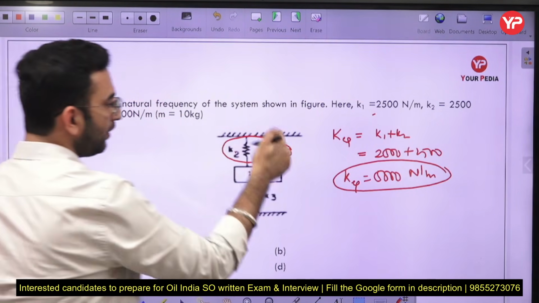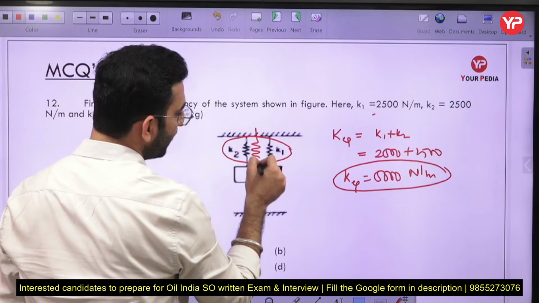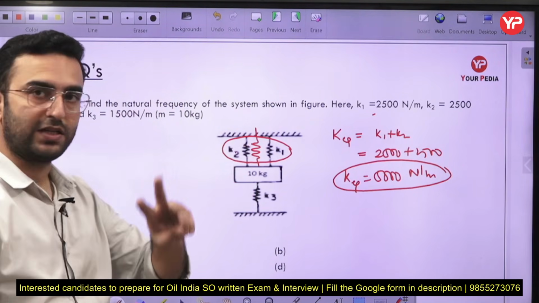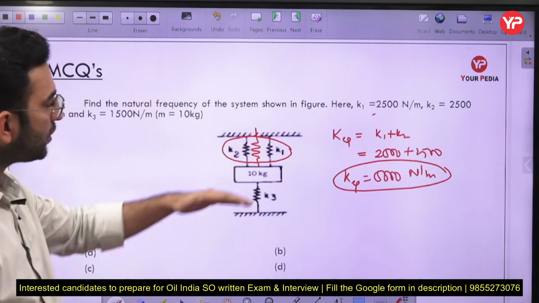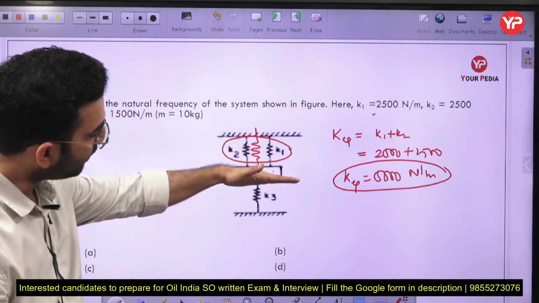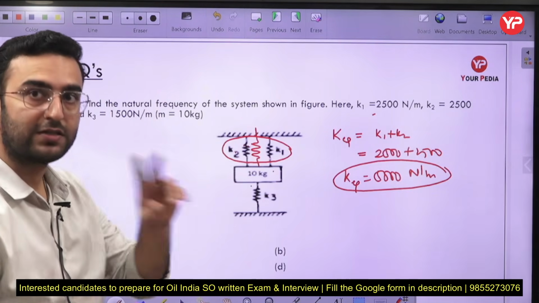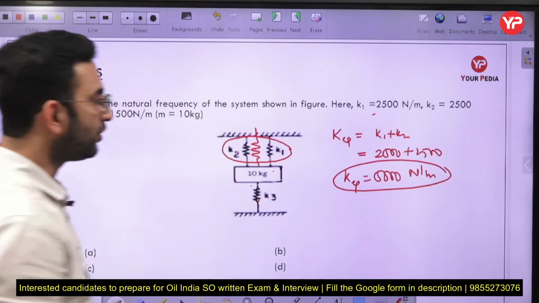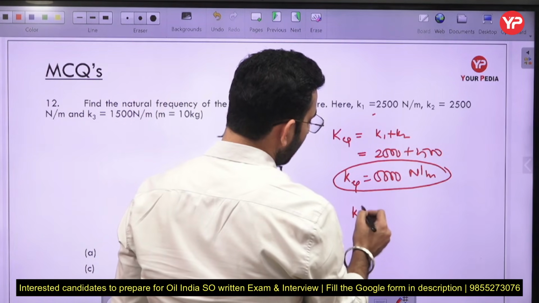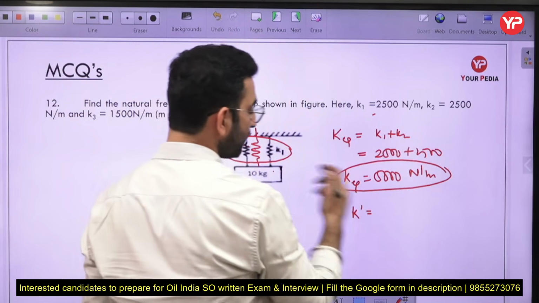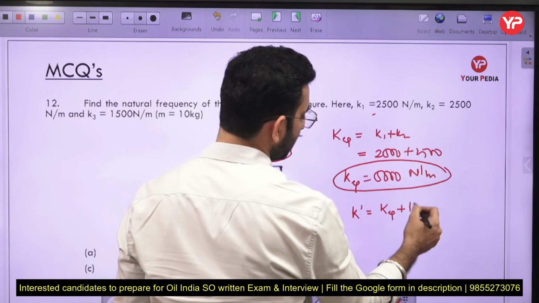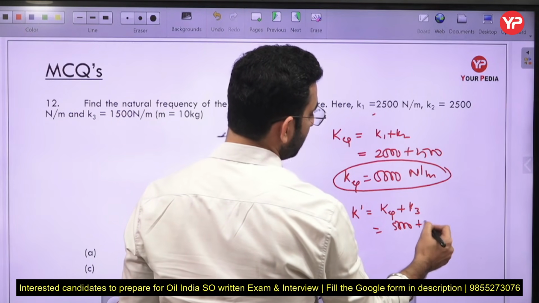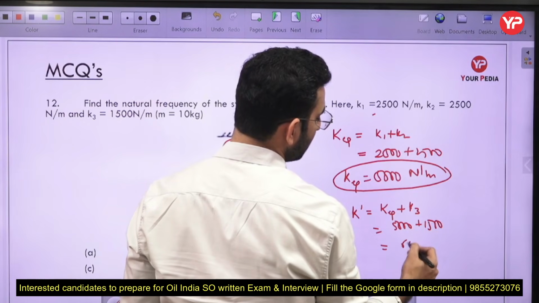Now what we have done is replaced these two springs with a single spring. Again, if you see very carefully, these two springs are in parallel connection. Why? Because if you displace the spring mass by some distance, the two springs are displaced by the same deflection. So these two springs are parallel to each other. Therefore the total equivalent stiffness can be written as K equivalent plus K3, and the final value will be 5000 plus 1500. So the answer comes out to be 6500 only.